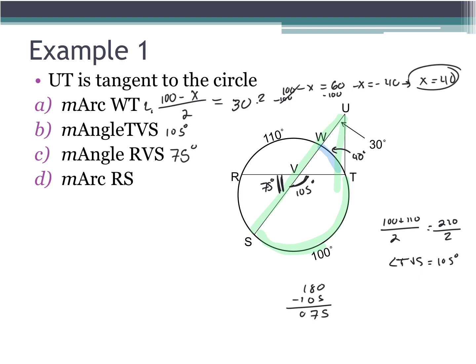And lastly, they want us to find arc RS. Arc RS is this one right here. And we can find it 2 ways. The easiest, if I may say so myself, is going to be to add up all the arcs and subtract from 360. So if I do 100 plus 110 plus 40, I'm going to get 250. And if I do 360 minus 250, I will get 110. So that is the remaining arc to make this full circle.